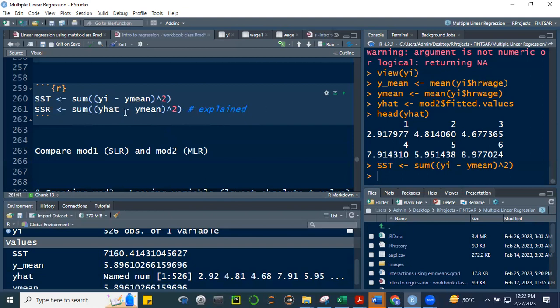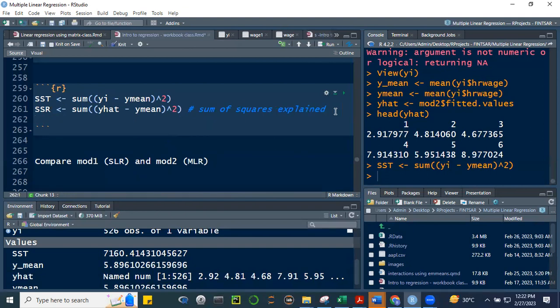Yun na-explain natin, the others call this SSE, sum of the squares explained, kasi gumamit tayo ng regression. Okay, and finally, meron tayong SSE. SSE yung hindi natin kayang i-predict, no? So that's the difference between your y sub i minus y hat. Okay, so ito yung hindi na kaya natin na predict.